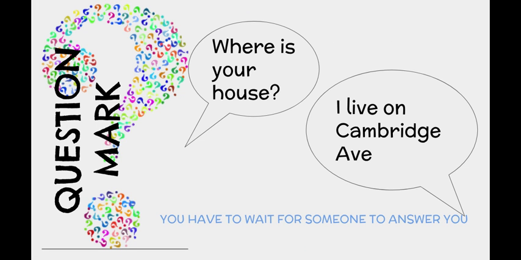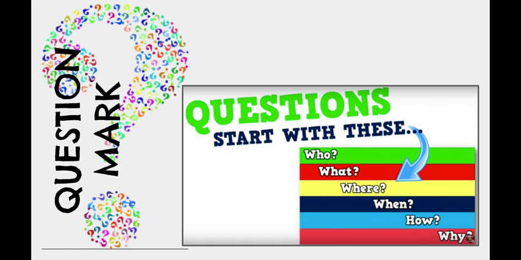So, for example, a question is, where is your house? And the answer for that is, I live on Cambridge Ave. So a question means that you have to wait for someone to answer you. Questions start with these words: who, what, where, when, how, and why.